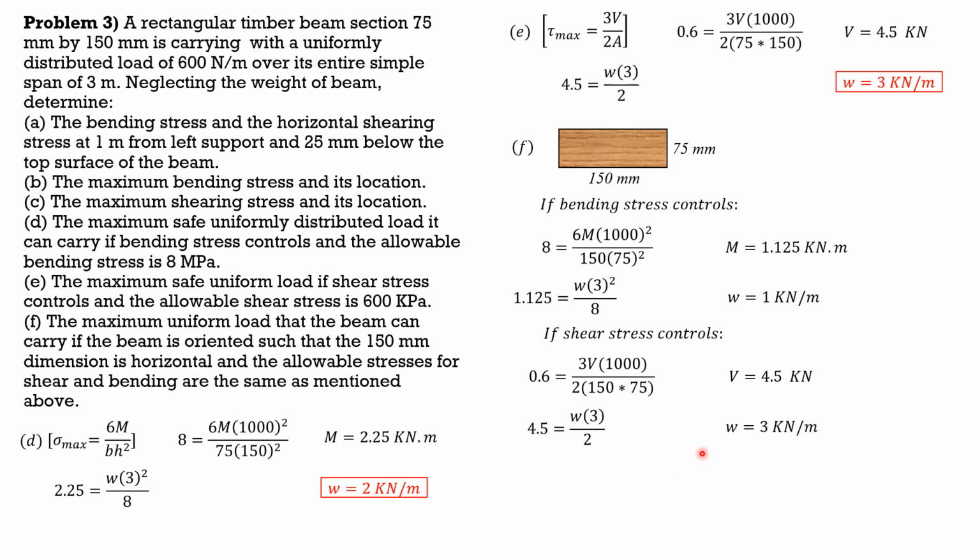Since the lower value controls, bending stress controls, so the safe uniform load the beam can carry in this orientation is equal to 1 kilonewton per meter. So that's it for this problem. I hope that you were able to follow. And this is just a basic problem.